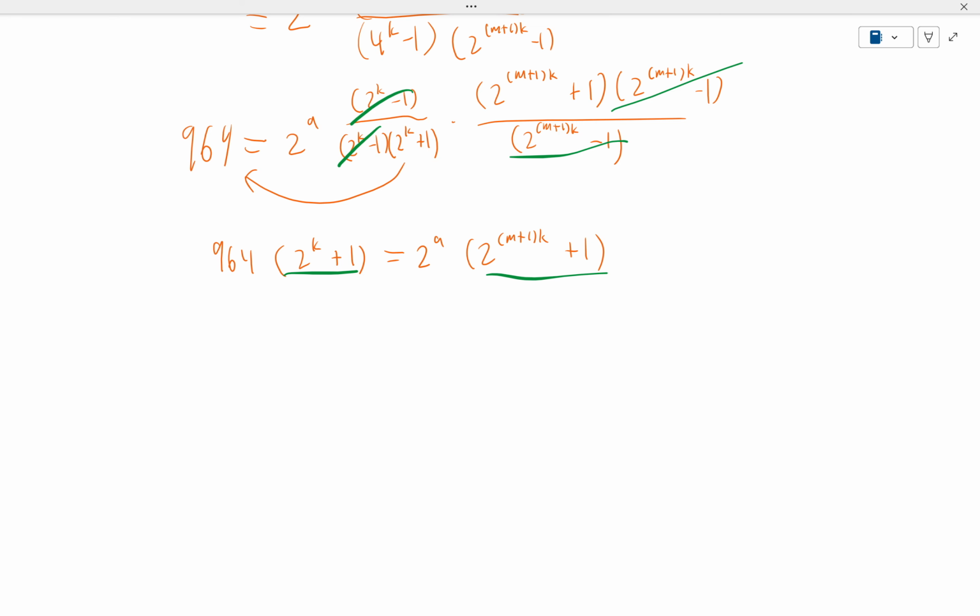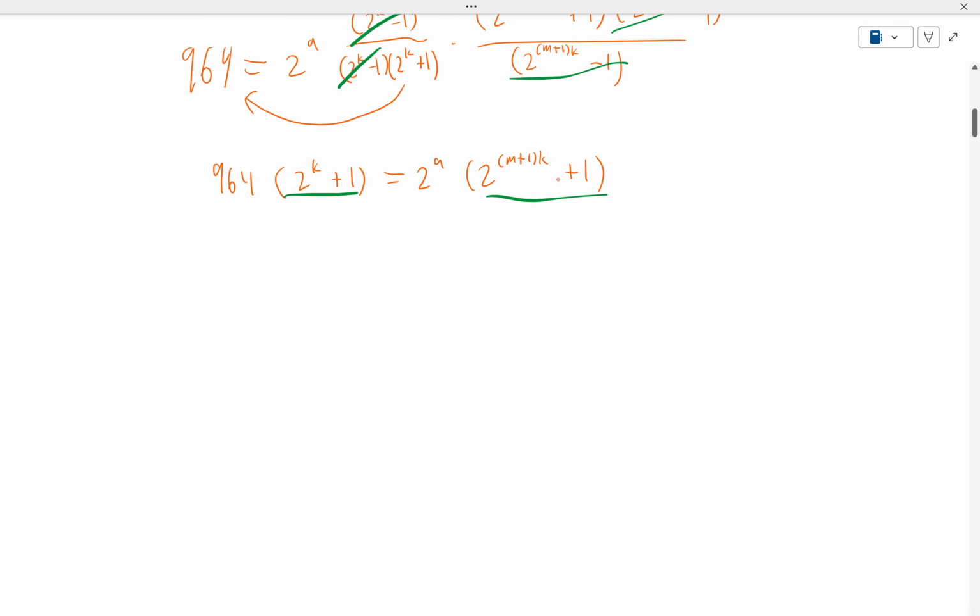964 must be equal to an odd number times a power of 2. And that power of 2, you can prime factorize it as 2 to the power of 2. So it's equal to 4 times 241 times 2 to the k plus 1. So right away, you can conclude that 2 to the power of a must be 4. Because if you prime factorize 964, it's 2 to the power of 2. And these cancel out.